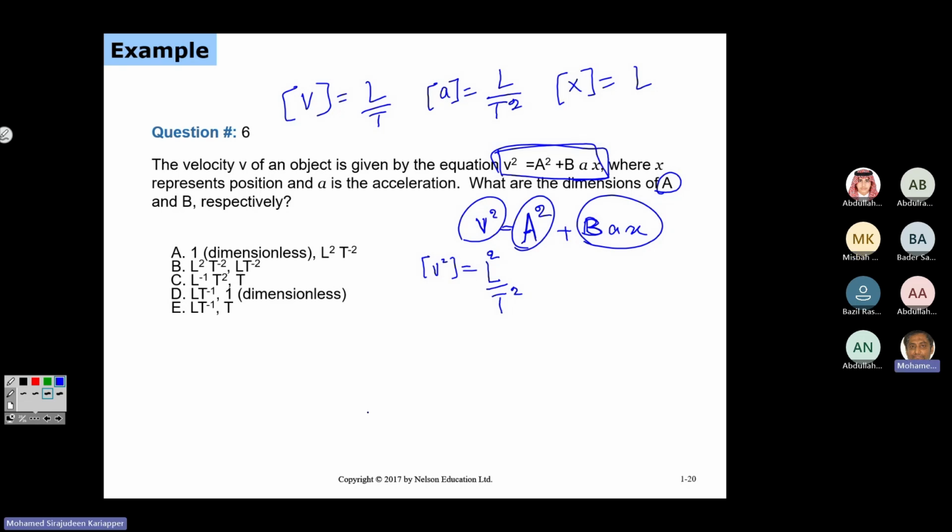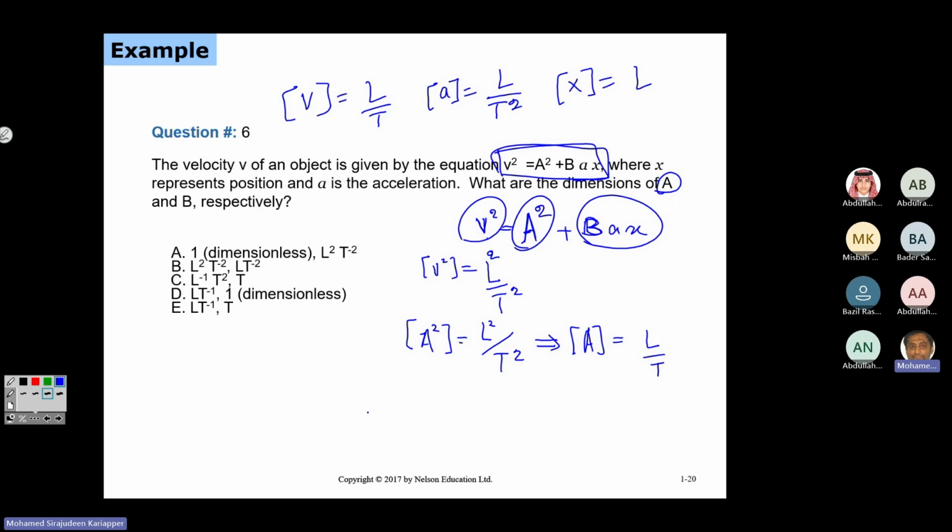So let me continue. I know the dimension of the first term, then I will use my knowledge that every term has the same dimension. I will say the dimension of A squared must be L squared over T squared. What does it tell me? If you take the square root, because what I need is the dimension of A, that must be L over T. So I found the answer to the first part. The dimension of A is found.